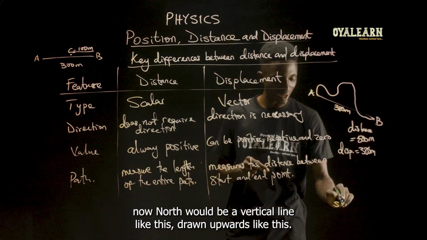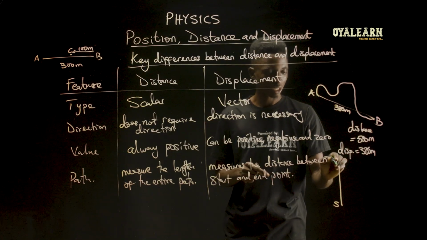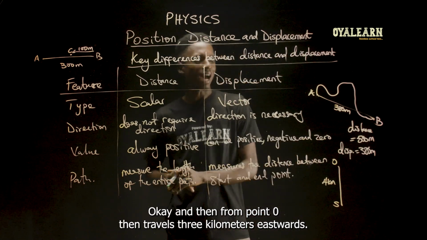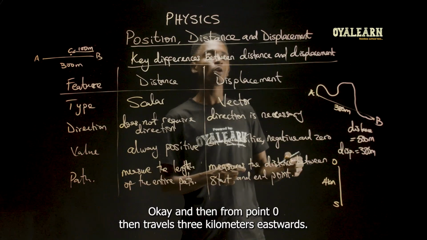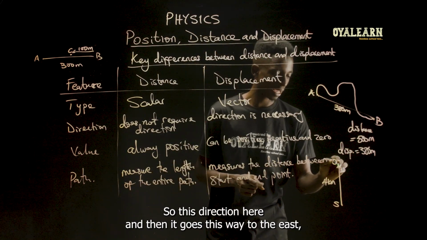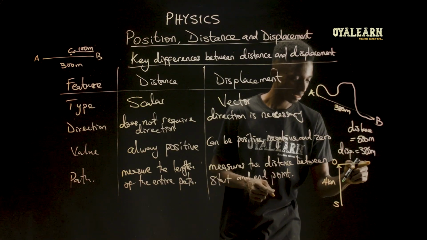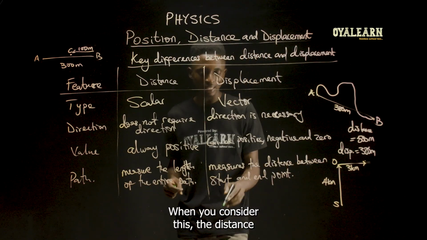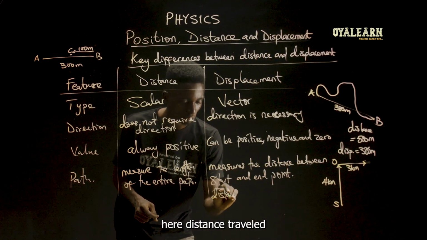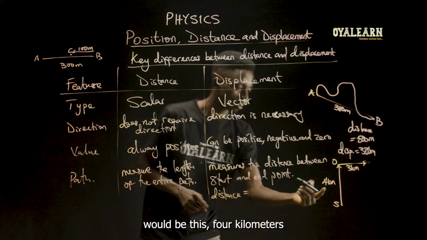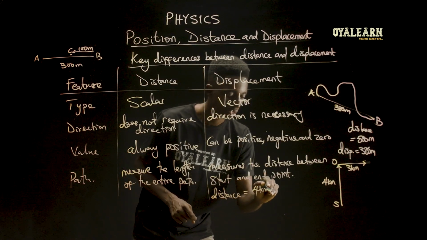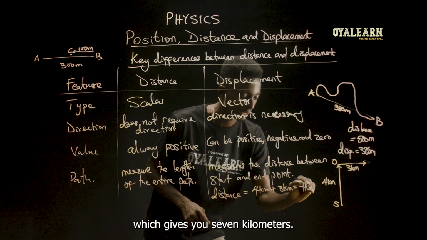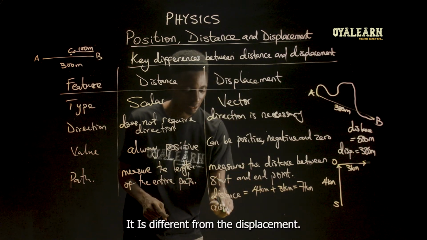Now, north will be a vertical line like this, drawn upwards. So let's call this point O. And the distance here is 4 kilometers. Okay? And then from point O, it then travels 3 kilometers eastward. So this direction here, and then it goes this way to the east, and this is 3 kilometers. Okay, when you consider this, the distance traveled would be this 4 kilometers plus 3 kilometers, which gives you 7 kilometers. However, it's different from the displacement.